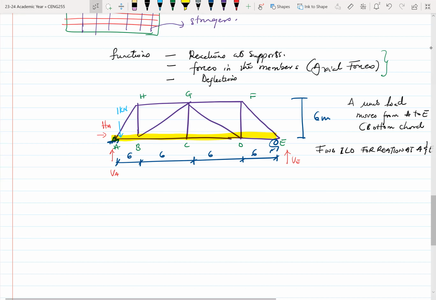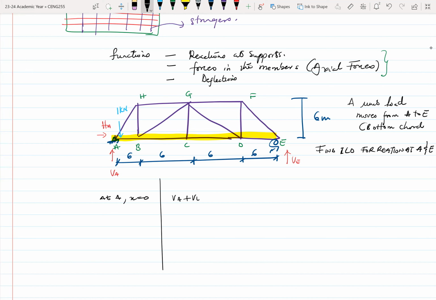So now, if you look at A, where X is equal to 0, we know that VA plus VE is equal to 1 kilonewton.